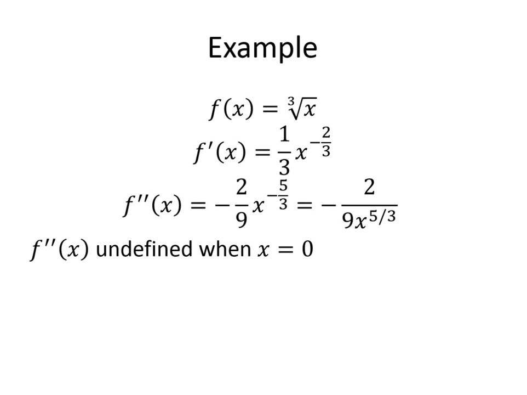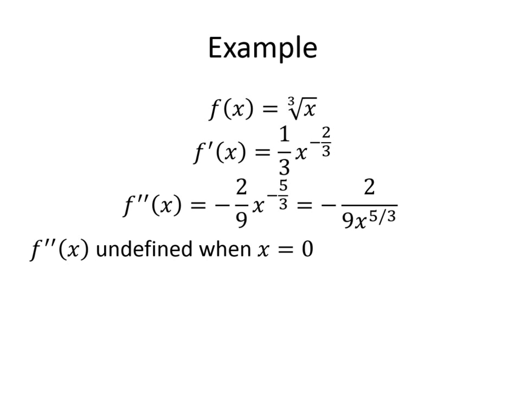I need to look for test points to the left and to the right and see what the sign on the second derivative is to the left and to the right of x equals 0. Well, when x is to the left of 0, x is negative. Basically, I have a negative sign on the entire second derivative. It's negative 2/9, and then a negative inside the x to the 5/3, which is negative times a negative, so I get a positive number, which implies that the function is convex to the left.